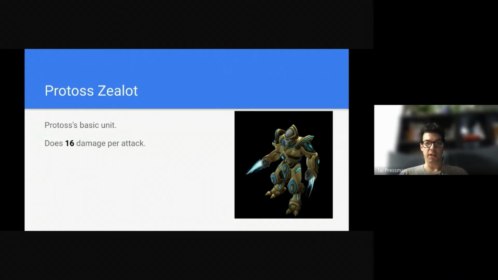So in our story today, we're going to focus on the Protoss Zealot. The Zealot is the Protoss's most basic unit, and it does 16 damage every time it attacks. However, fairly early on in the game, we can research the +1 weapons upgrade, and that adds 2 more damage per attack to all of our Zealots. So that's a 12.5% improvement to the damage they do, but is it worth it?